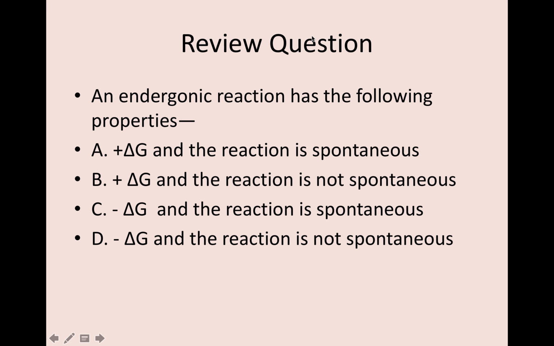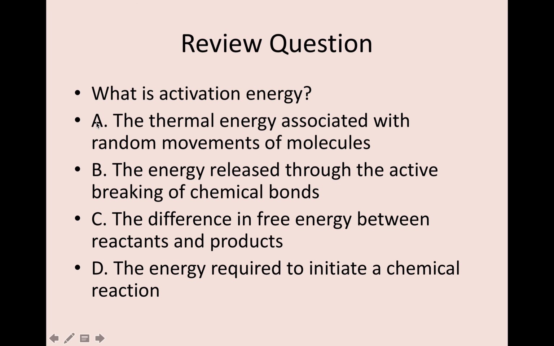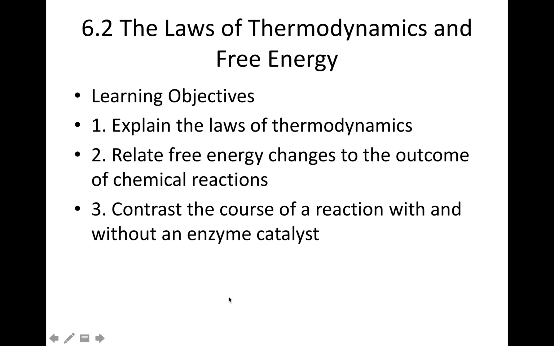All right, review question. An endergonic reaction has which of the following properties? So endergonic means that delta G will be positive, okay? And endergonic means that it's not spontaneous. We're forming orderly here, so B is your option. A spontaneous reaction is one in which what? The reactants have a higher free energy than the products. So it's A. What is activation energy? That would be D, the energy required to initiate a chemical reaction.